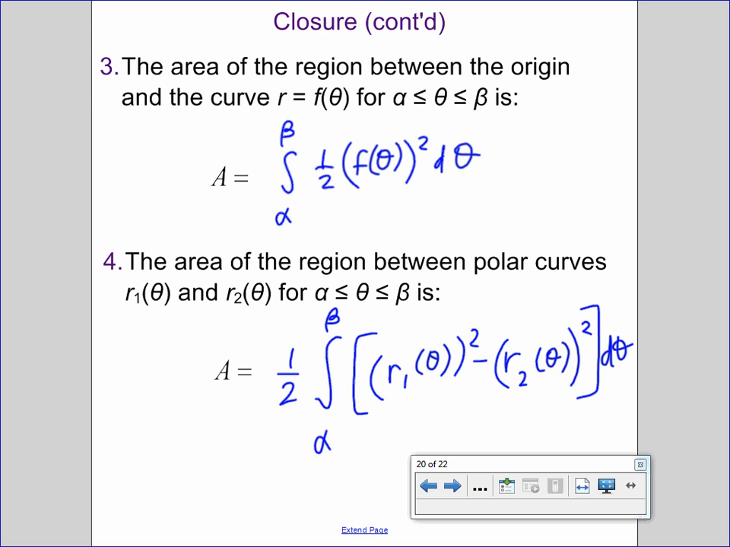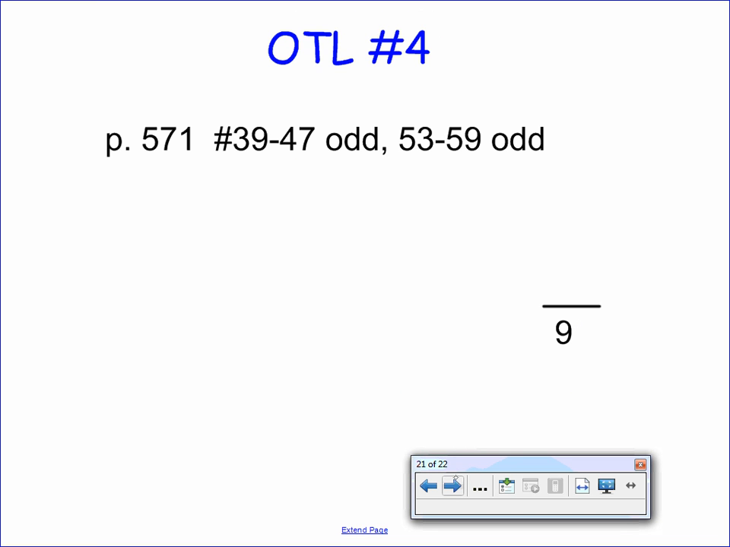Oh, this is momentous. What do we have to practice from this? To practice from this, we've got 9. Some are slope, right? Some are area of a described region, and some are just area within a curve between the origin. For a whopping total of 9. Then you've got your 2 packets. The OTL out of 9 will be turned in on Monday.